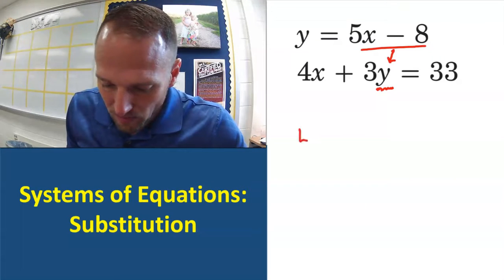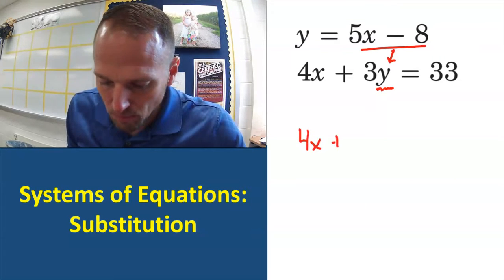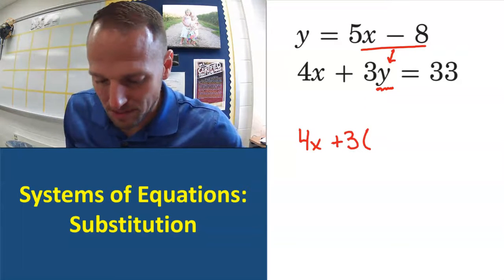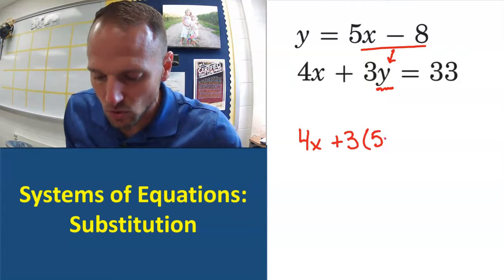So I've got 4 times x plus 3 times y. Now this is important. Make sure you get parentheses around this so we can see it's the distributive property.